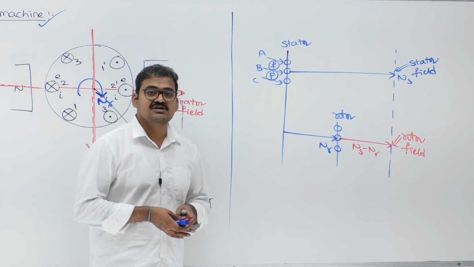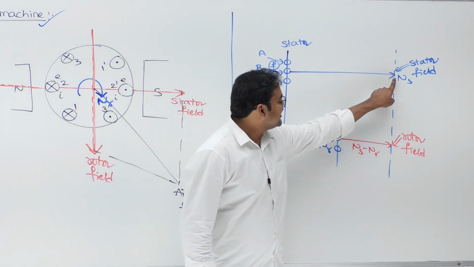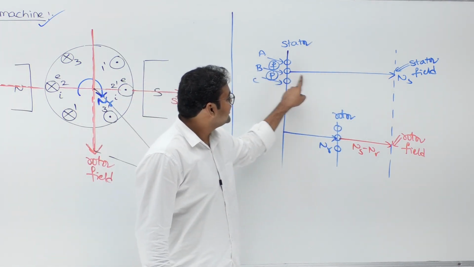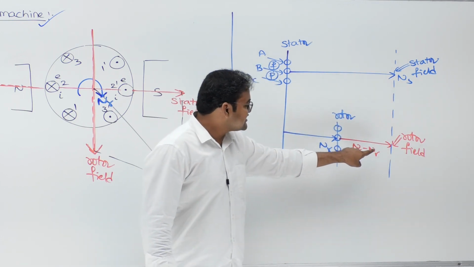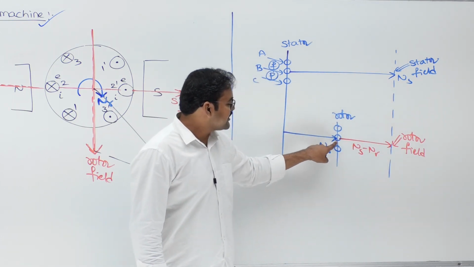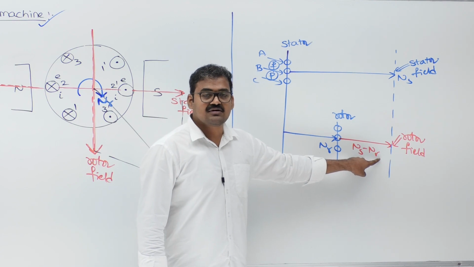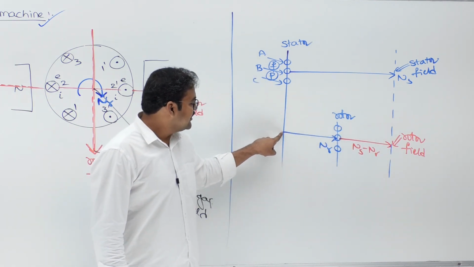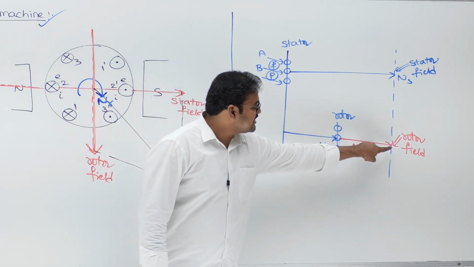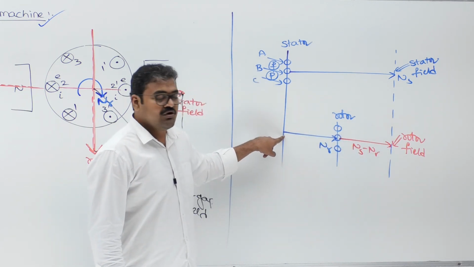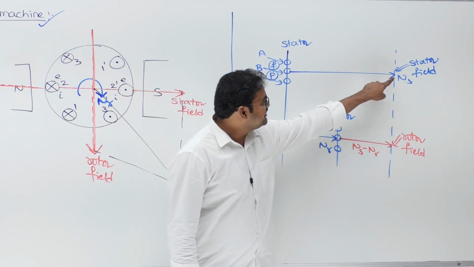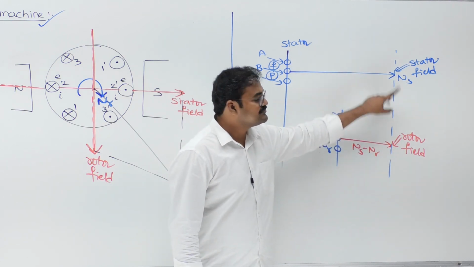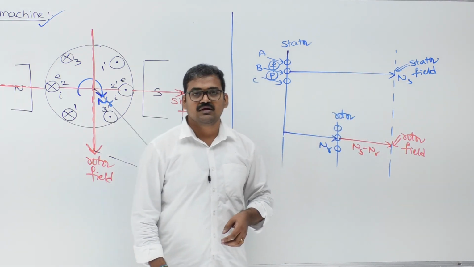So, answer my questions here. What is the speed of stator field with respect to stator? Ns. What is the speed of rotor field with respect to rotor? Ns minus nr. What is the speed of rotor field with respect to stator? Nr plus ns minus nr. Overall it is ns. What is the speed of rotor field with respect to stator field? 0. Okay, relative speed is 0.